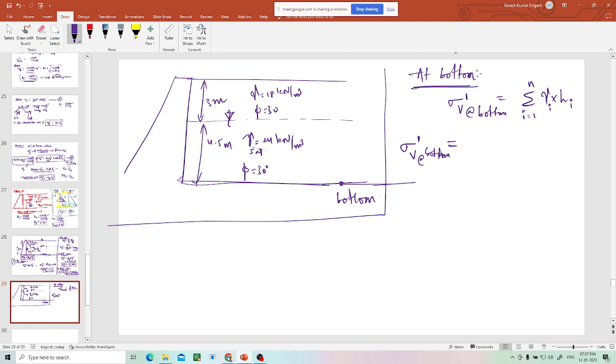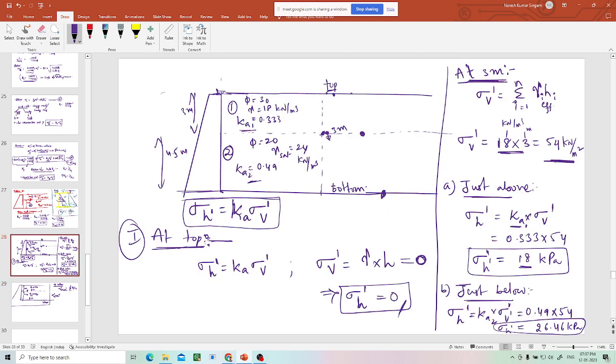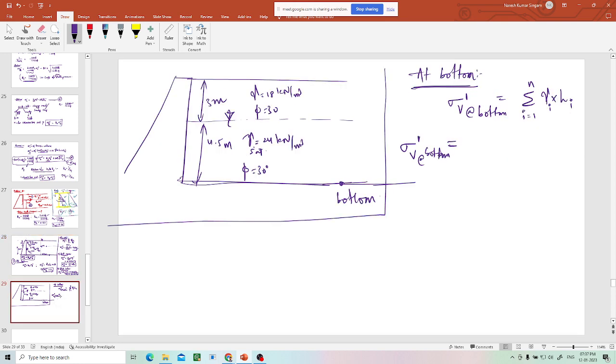Anybody is telling me? You just have to take gamma into h, 18 into 3. 3 is the height. In the same way, you can tell me here. It will be practice. If it is going wrong, don't worry. I'm not cutting your marks or anything. I'll just correct you. You will remember even more.